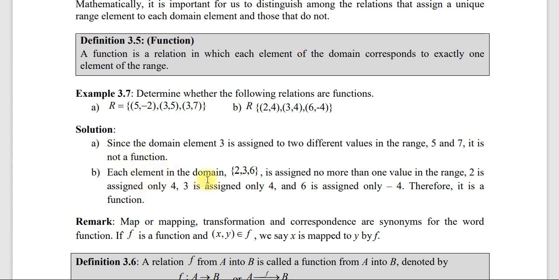ቢ ላይ ደግሞ ይዩት each element in the domain 2 3 6 is assigned no more than one value in the range. 2 is assigned only 4, and 3 is assigned only 4, and 6 is assigned only -4. Therefore, it is a function. Okay? ስለዚህ ምን ማለት ነው?